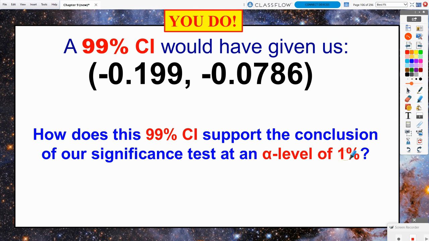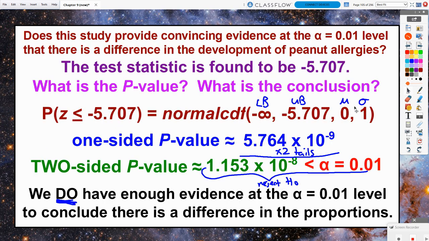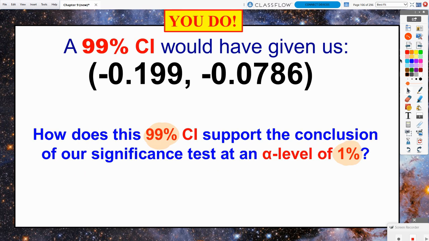Remember, because the alpha level was set at 1%, I needed to calculate a 99% confidence interval. Again, those always have to add up to 100%. So tell me, why does this confidence interval support the decision that we made to reject the null hypothesis here? And we'll talk about that the next day in class.